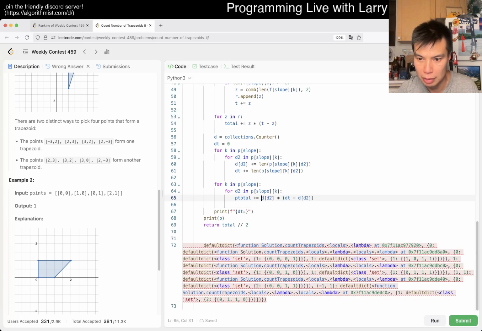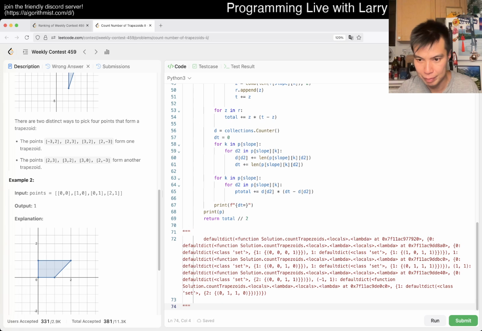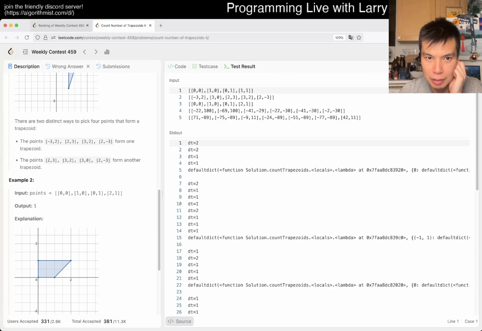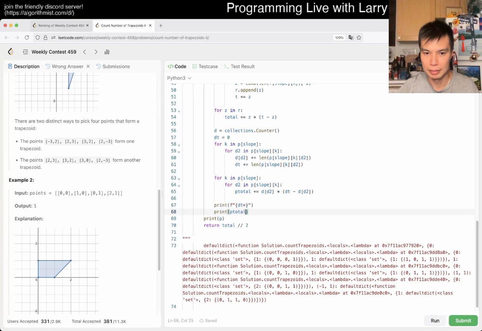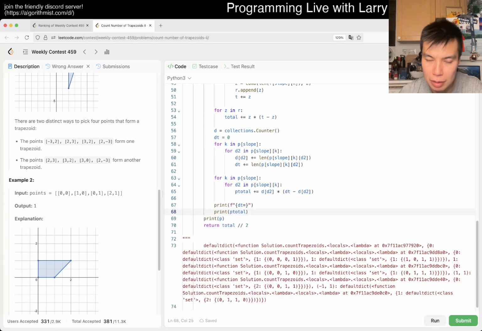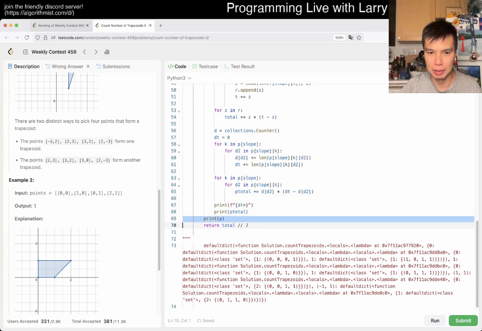Oh, whoops, I forgot. I was like, where's the... okay, still not great, but okay. Why? Okay, let's see. Print. I think this is too much, but okay, fine.